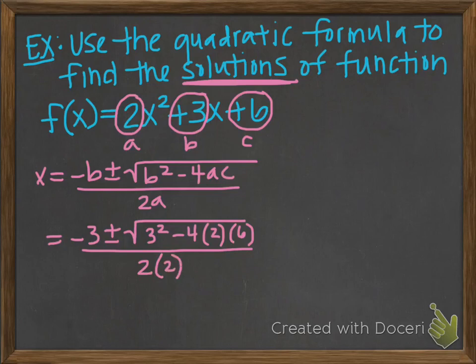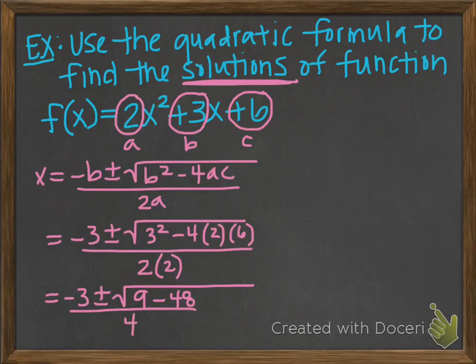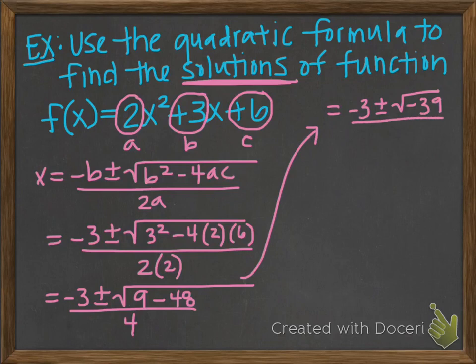Let's go ahead and simplify under the square root symbol. Bring down the -3 plus or minus. 3 squared is 9. -4 times 2 times 6 is -48. And this is all over 2 times 2, which is 4. Let's go up here and see if we can simplify it. -3 plus or minus the square root of 9 minus 48, which is -39, and then this is all over 4.